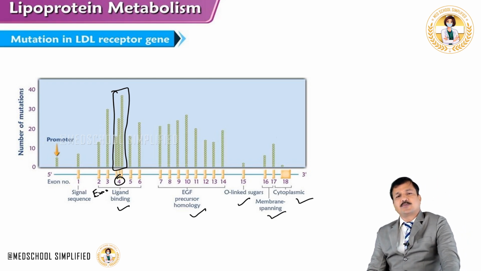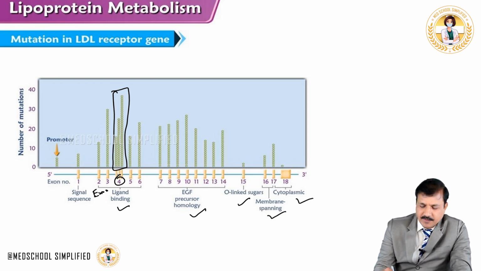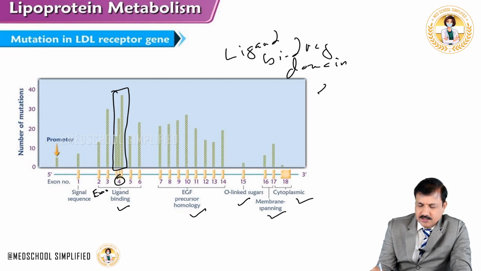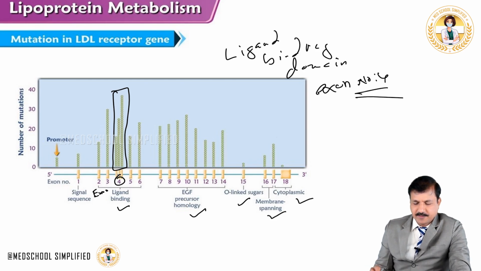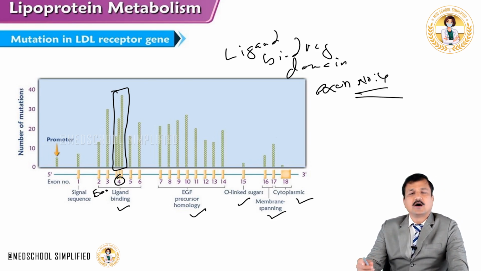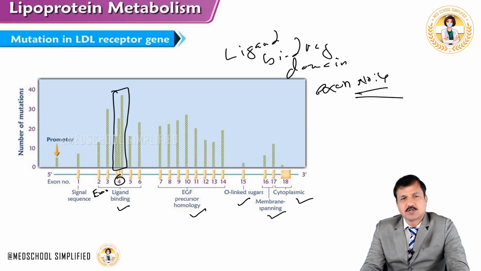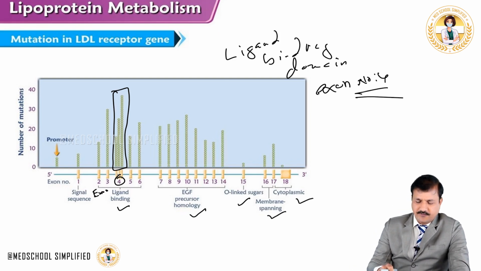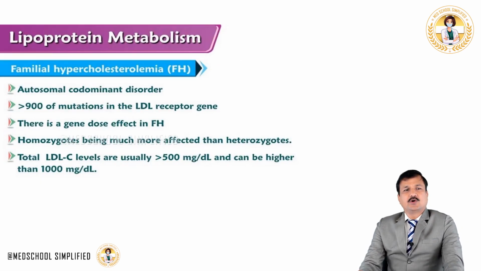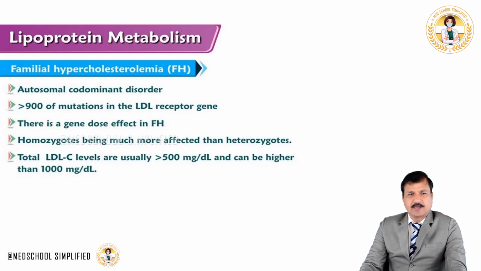So the highest number of mutations is seen in the ligand binding domain and exon number 4. Make sure you remember that. That's the frequency of mutation there. Otherwise also there can be mutations in different domains of the LDL receptor. Now let's get into familial hypercholesterolemia.